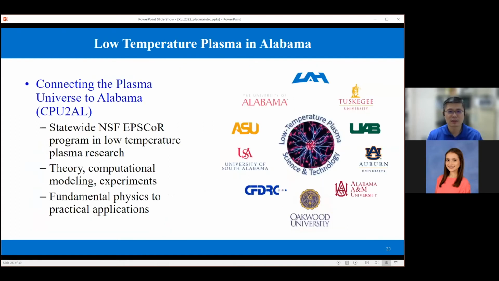And so now I'll talk about some of the examples of projects that we do and have done within the state, right? And this is all under the CPU2AL, which is a Connecting the Plasma Universe to Alabama project sponsored by the National Science Foundation. So it's a combination of computational and experimental efforts, and also theoretical as well as practical applications. And here's kind of the universities and industries that are part of the project.